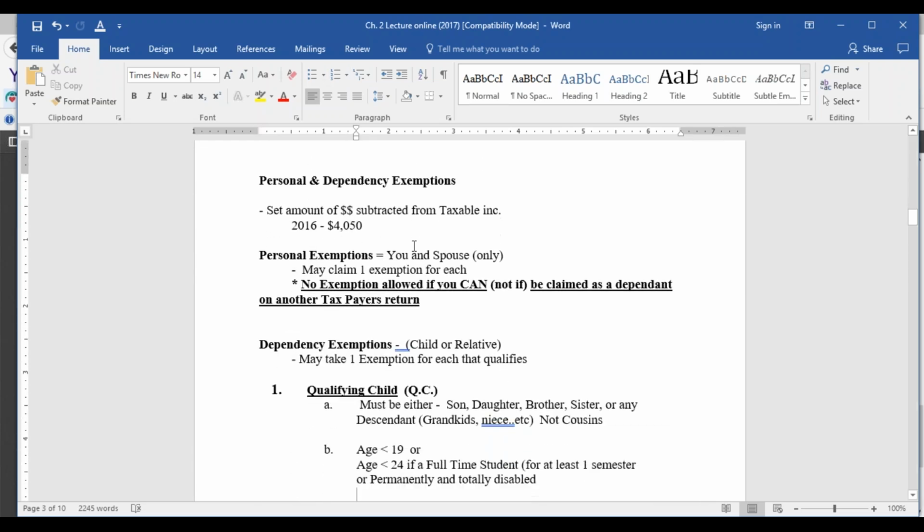Okay, so the next piece, after you've figured out your filing status, and we're going to go back through some exercises here in just a little bit.